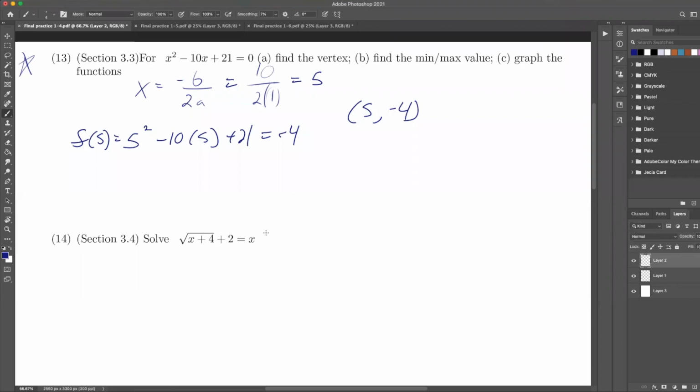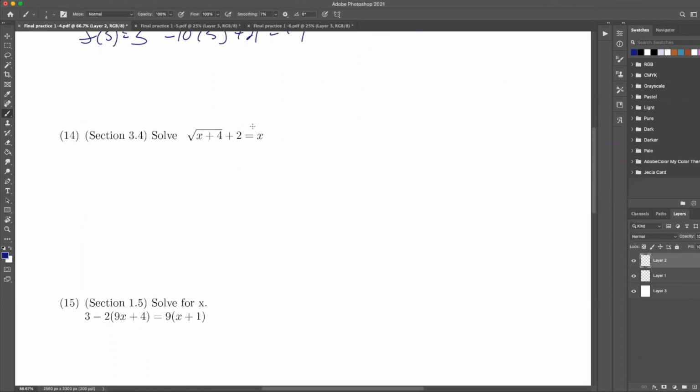All right, so let's do the next one. So here, this next one here. Here we want to take x plus 4. So here we're going to get the radical on one side and everything else on the other. So that'll be x minus 2 at this point. Then we're going to square both sides.